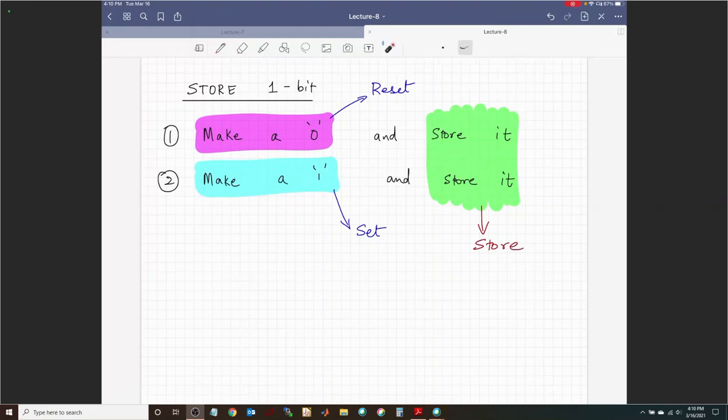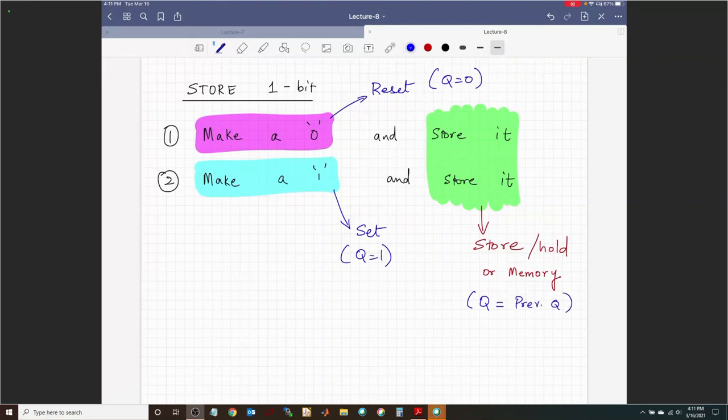So right away, you have a store or hold or memory. Different textbooks talk about different things: store or hold or memory. You have a set state for a latch, a reset state for a latch, and a store or hold or memory state. What do you mean, Q? Q question mark. Or store, right? So Q is 0 here, Q is 1 here. Q equals previous Q here. Right? So whatever the output was earlier should continue to be the same. Could have been a 0, could have been a 1.